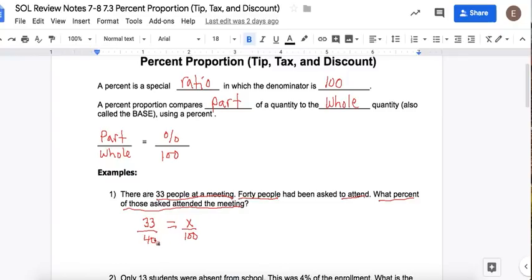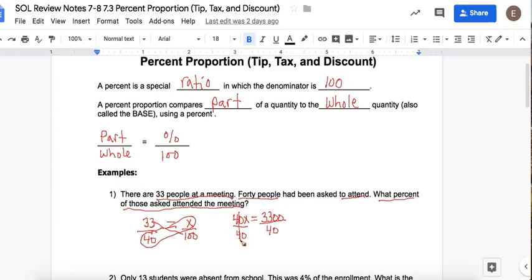Okay, so now we're going to use cross products. So circle the number diagonal to the X. So 40 times X is 40X. 33 times 100 is 3,300. Now we need to get the X by itself, so there's a 40 in front. So the opposite of multiplication is division. So I'm going to divide both sides by 40.